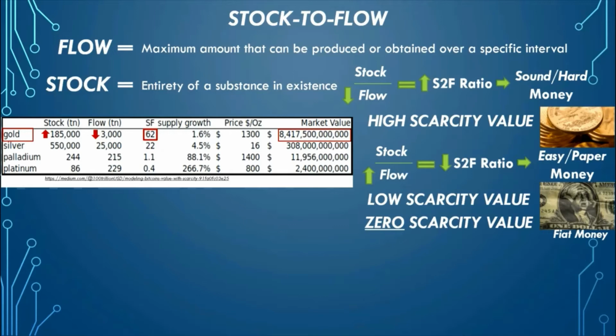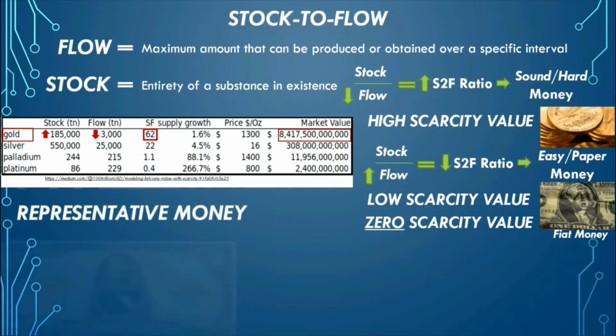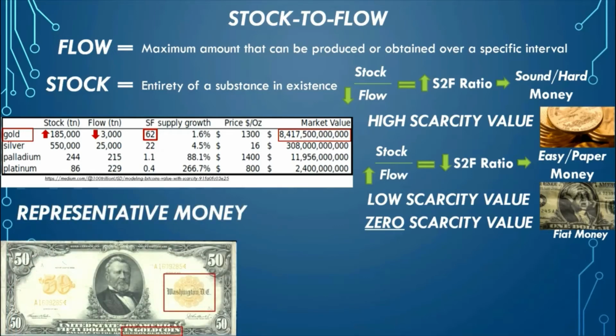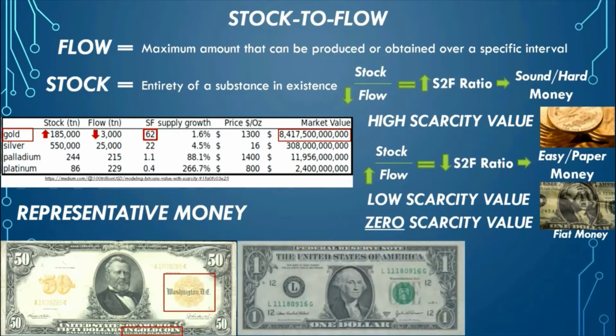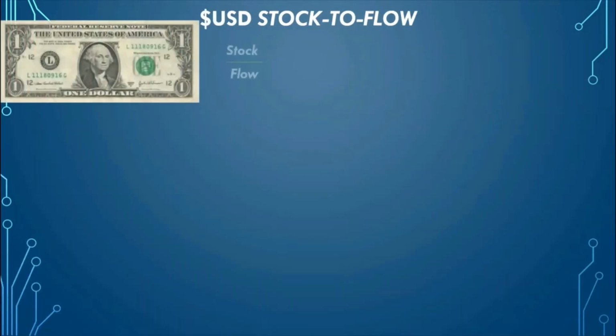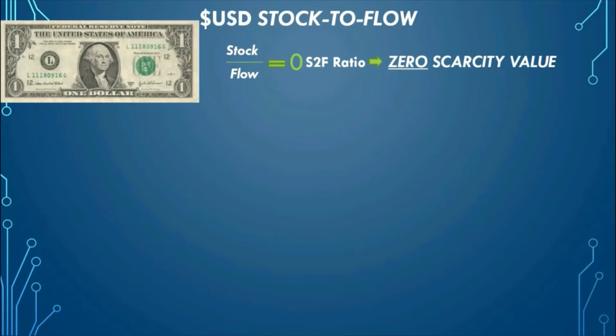Once upon a time, the US dollar was a form of representative money when each note was backed by gold or silver. But what is it backed by now? Trust that it will be repaid by the future generations from whom it is borrowed, because debt is what the dollar truly represents. So when we evaluate the stock to flow of the US dollar, we find that it indeed does have zero scarcity value because the flow is infinite. Why is it infinite? Because the Federal Reserve simply has to push a button and it magically creates dollars out of thin air.